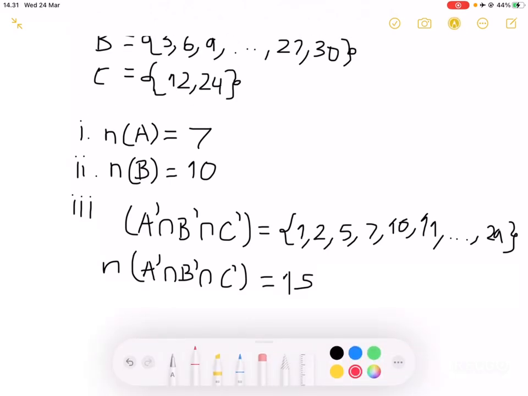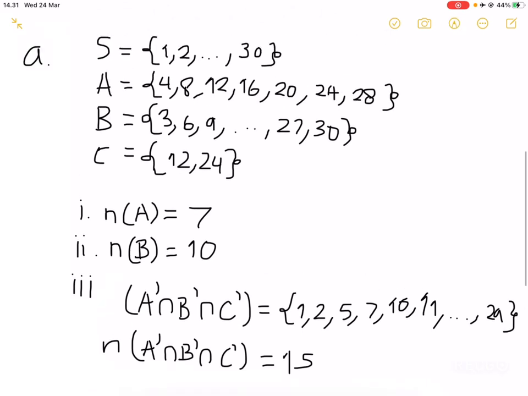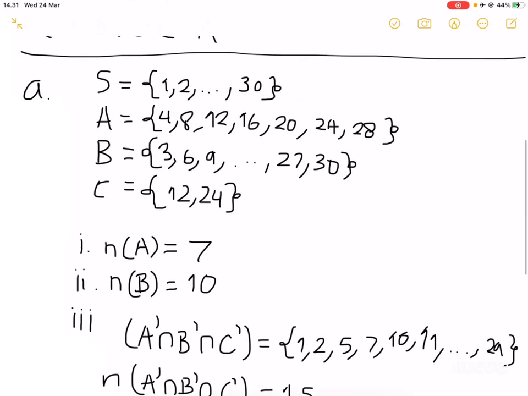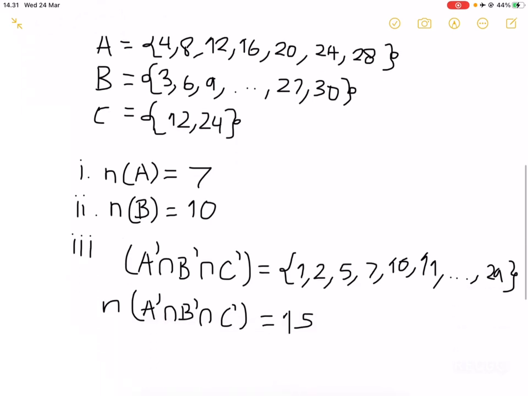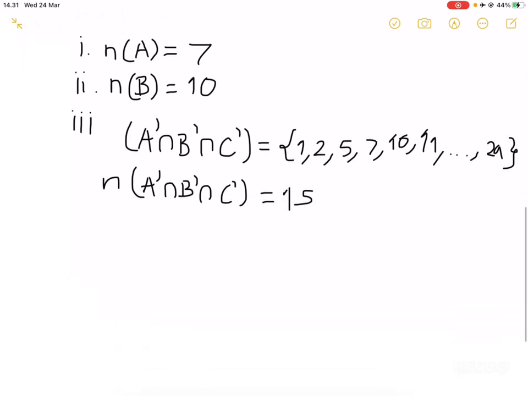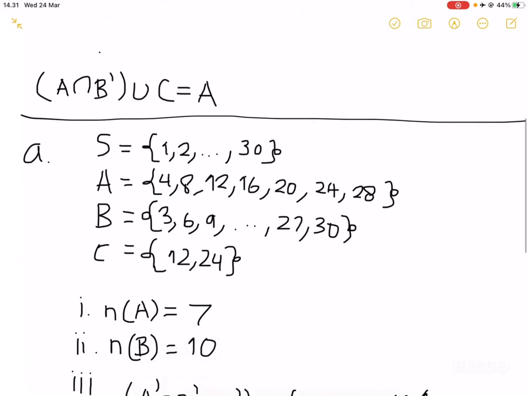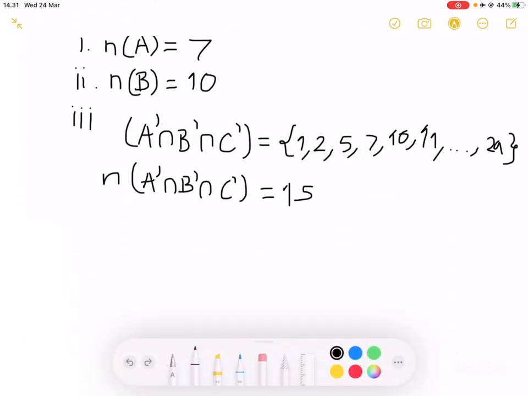So actually this operation translates into the set of all elements that do not belong to either A, B, or C. So it is not a multiple of 4, 3, or 12. So that's the set translated in words. Alright, so let's get ready for part B.